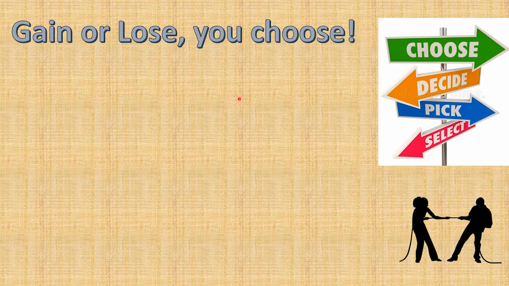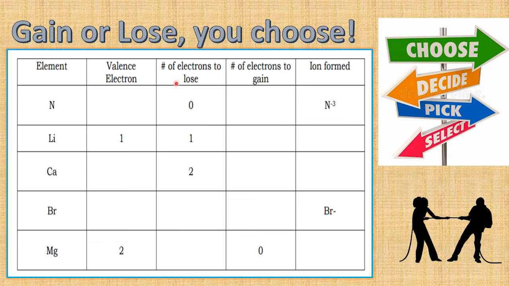The next activity is Gain or Lose, You Choose. We will have to identify the valence electrons of the following elements. Determine if they are going to lose or gain electrons. Then, you will write their ions. I want you to answer it on a separate sheet of paper, so you can pause the video while doing this activity.